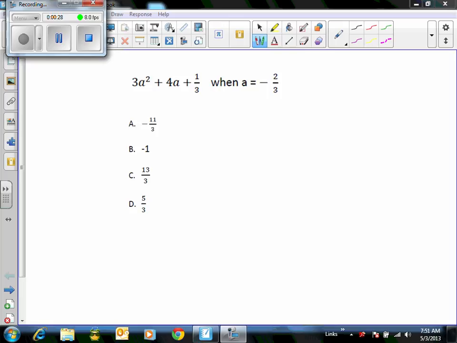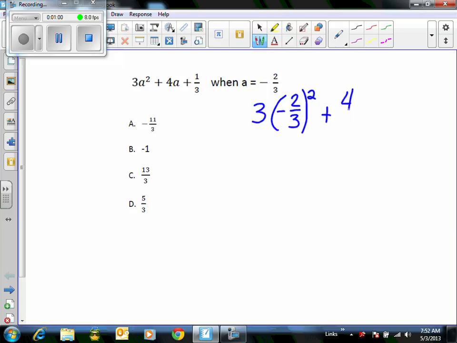Every time we see the a, we'll substitute in negative 2/3. So I'll rewrite the entire expression: 3, and I'm putting a negative 2/3 in parentheses, and I'm doing that for one of two reasons. When we have a number beside parentheses, that indicates multiplication, and because it's negative 2/3, it also kind of separates it, so I'm not thinking I need to subtract that 2/3. Plus 4 times negative 2/3 plus 1/3.